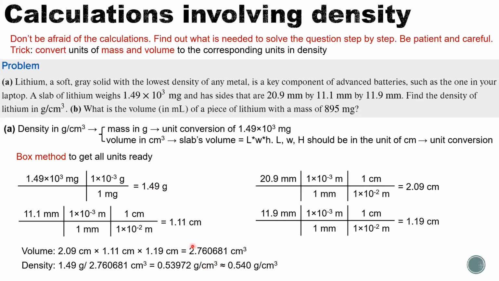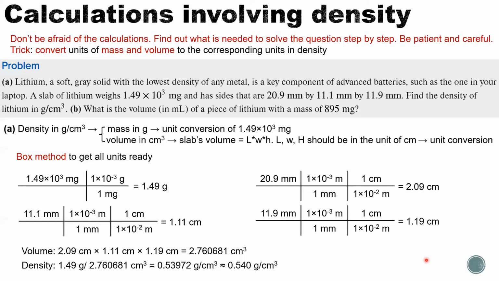This is to avoid errors accumulating in the intermediate steps and leading to a large error in the final answer. So always try to be as accurate as possible in the intermediate steps. Then we can calculate the density, which equals the mass divided by the volume, and the unit matches, so we don't need to do any unit conversion for density. Get the final answer, rounded off to match the rules of significant figures. So this is the final answer for the density of lithium, 0.540 gram per cubic centimeter.